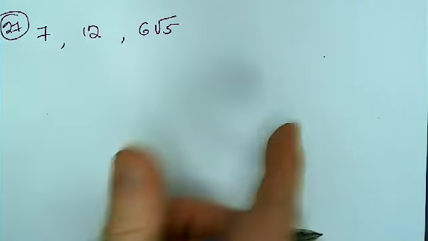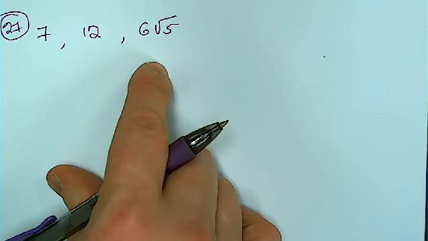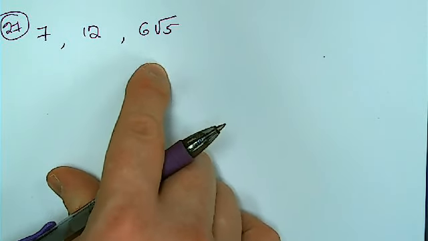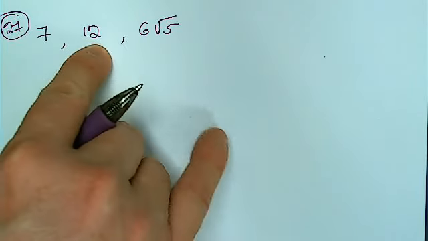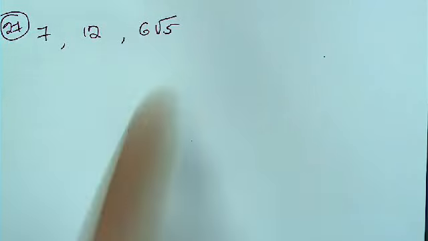You'll get what? Eventually you go, yeah, 13.4. The reason we need that decimal is just to make sure that 7 plus 12 is bigger than that, because if it's not even a triangle, no point in continuing.